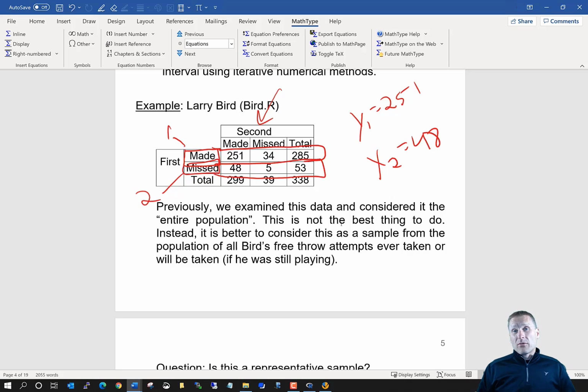So to some respect, what I'm doing is stating a research hypothesis, and we will get back to that a little bit later. So N1 is going to be 285, and N2 is going to be 53.